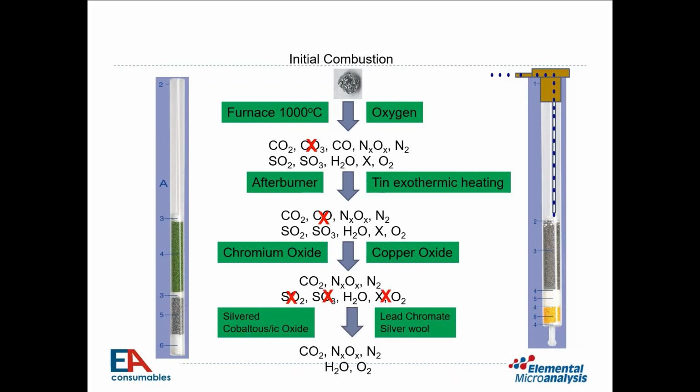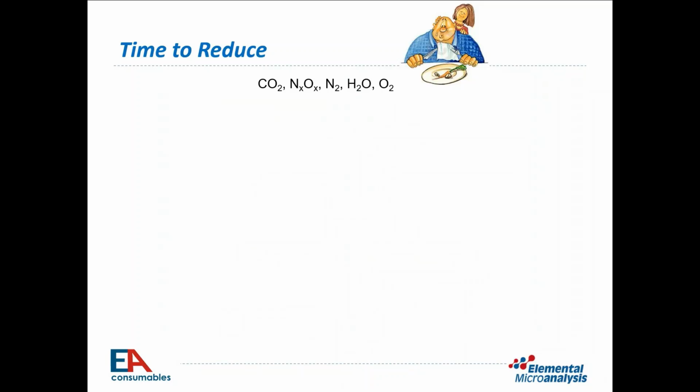And then if we're doing carbon nitrogen only analysis, the sulfur needs to be removed. This is usually absorbed onto either silver cobaltic oxide or a plug of silver wool. Historically, lead chromate was used, which is extremely effective. However, due to the toxicity of the lead chromate, that's not used anymore. So remaining are these elements here.